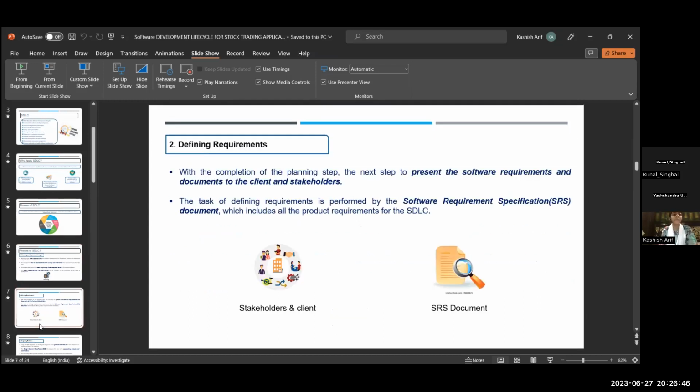The second phase is defining requirements. With the completion of the planning step, the next step is to present the software requirements and documents to the client and stakeholders. The task of defining requirements is performed by the software requirement specification (SRS) document, which includes all the product requirements for the SDLC.